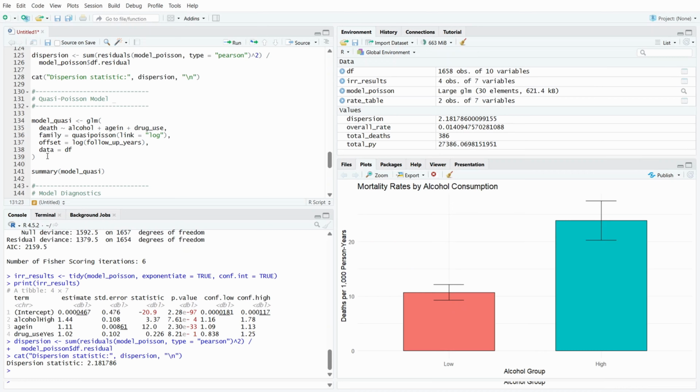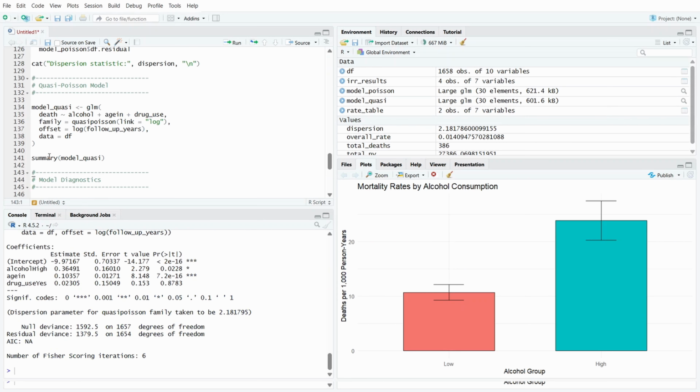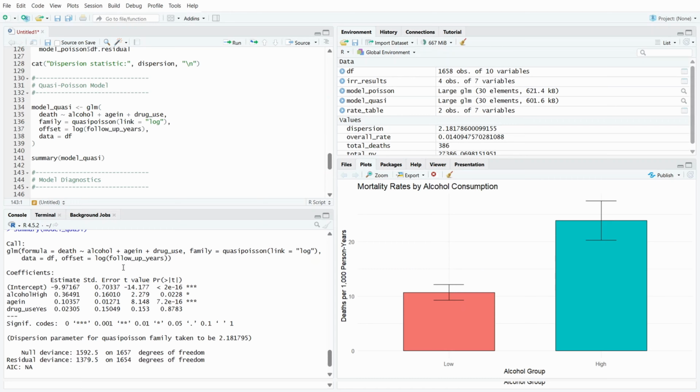Now we're looking at the quasi-Poisson version of the model, which was fitted specifically to deal with the over-dispersion we just identified. The structure of the model is exactly the same as before, same predictors, same offset, but the key difference is that the quasi-Poisson approach adjusts the standard errors to account for the extra variability in the data.